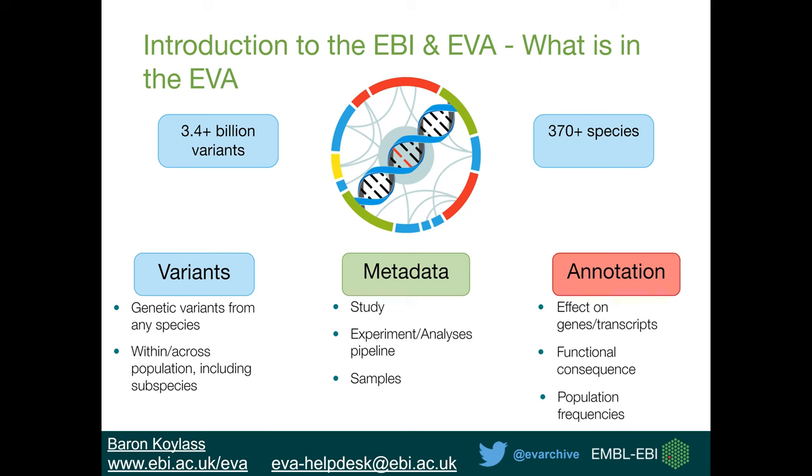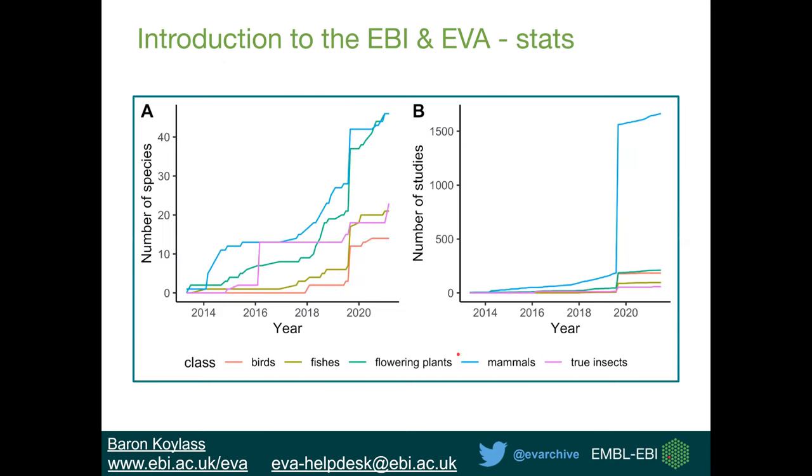And just to give you an idea of more numbers associated with the EVA, these are some of the top classes of species we have. On the right-hand side, you can see the number of species and the growth of the EVA through recent years. If you take a look at around 2019, there's an exponential growth in the number of studies and the number of species we had, simply because this was when we had to import a large chunk of non-human dbSNP data into our database, and also make that readily available to download and to be used.